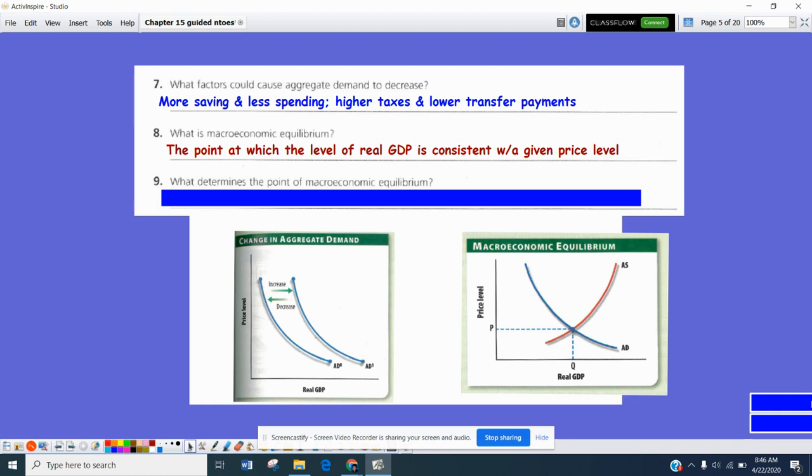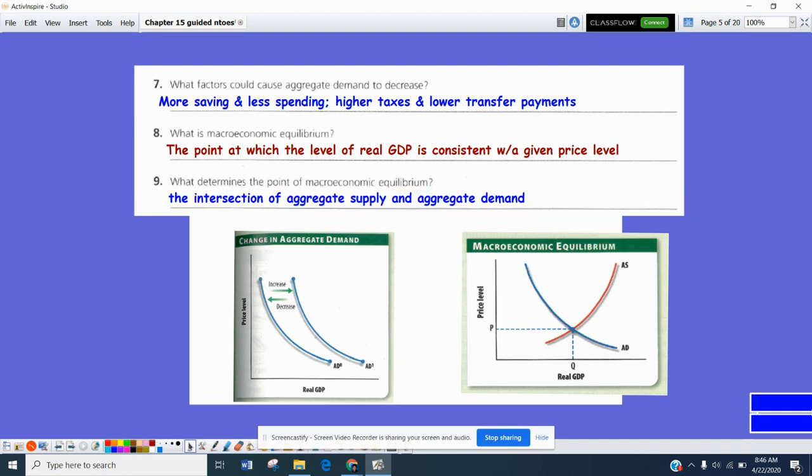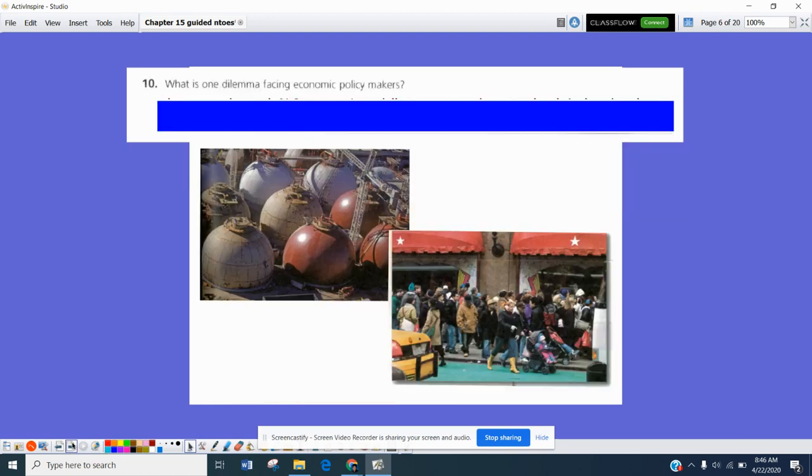It is that price point at which the level of real GDP is consistent with a given price. In other words, when we look at aggregate supply and aggregate demand, that is where they intersect. All right. What determines the point of macroeconomic equilibrium? That is the intersection of aggregate supply and aggregate demand. Okay. It's not all that complicated. It's almost just like what we talked about with supply and demand originally.